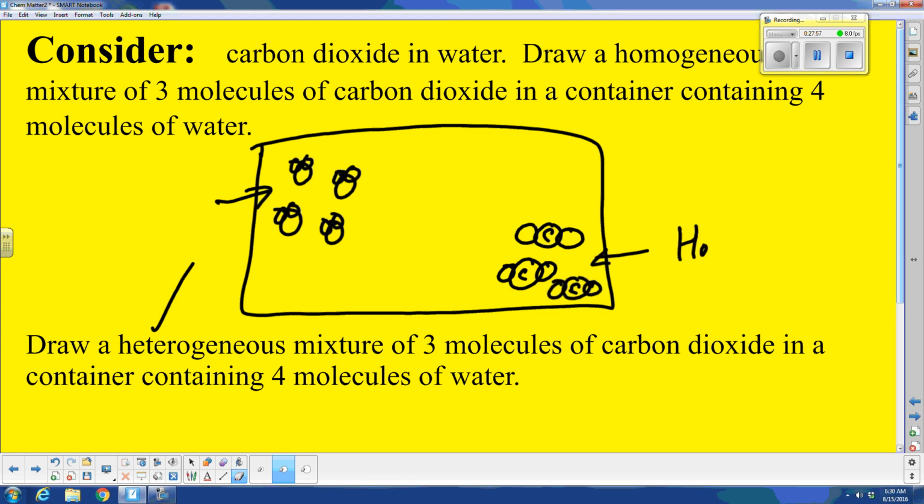homogeneous. What am I talking about? No, heterogeneous. That's right. Sorry. Heterogeneous.